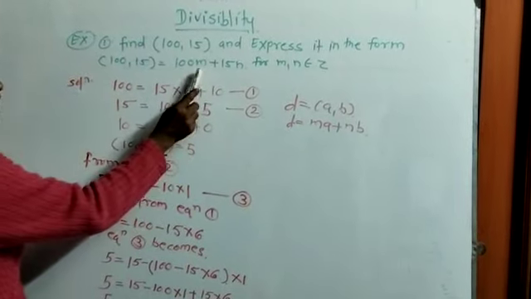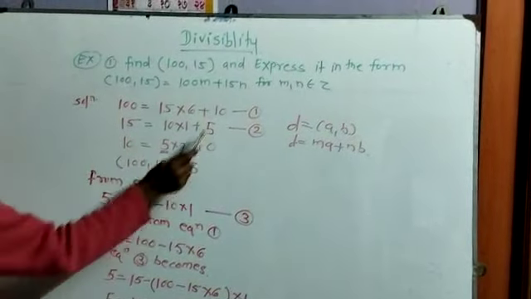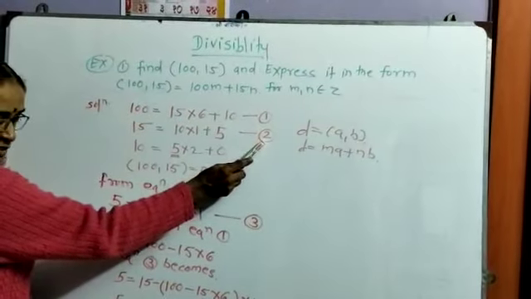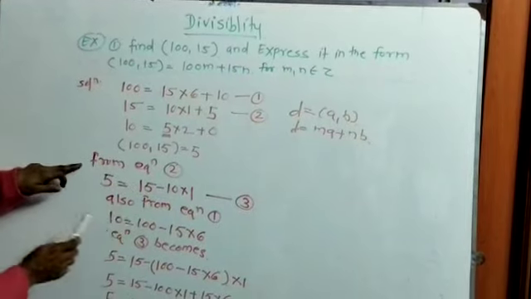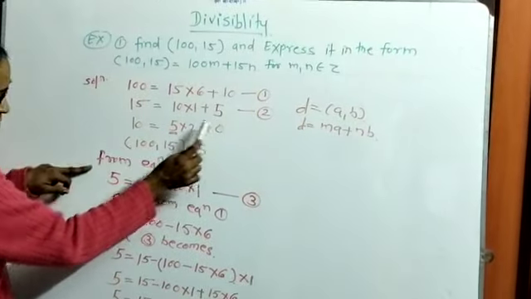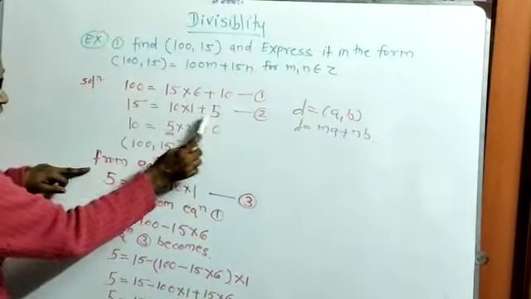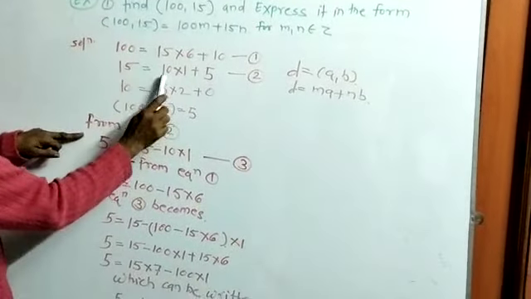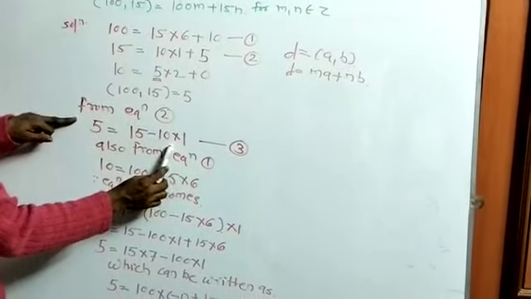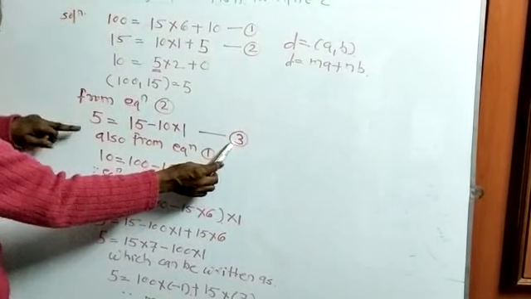Now see how we find m and n. We denote this first equation by 1 and this second equation by 2. Now look, from equation 2, what is the value of 5? 5 equals 15 minus 10 into 1. I call this equation number 3.